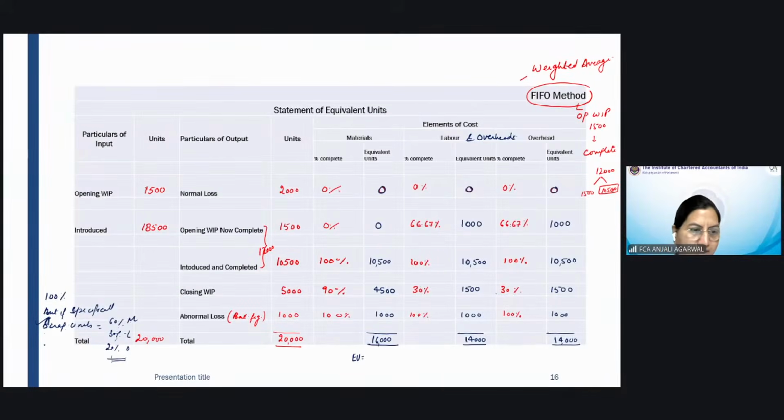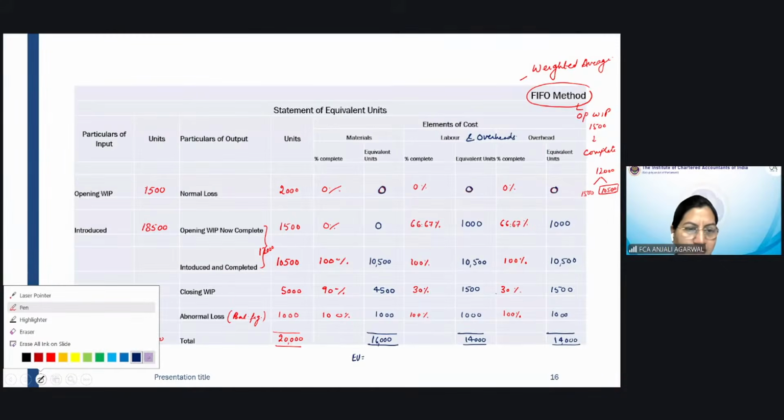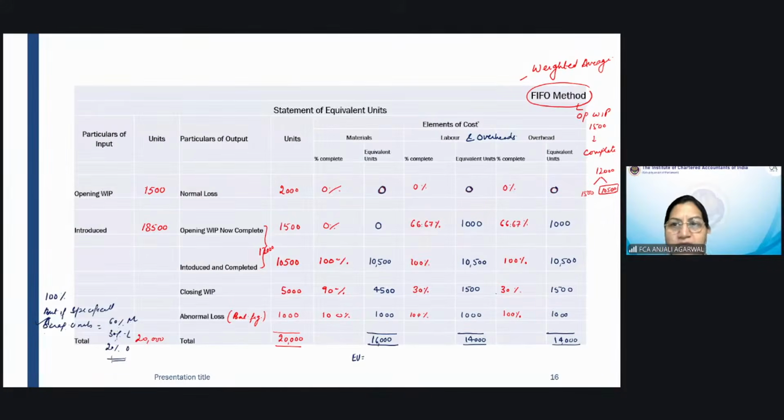Now, in this example only, I'm using a different color ink to tell you what changes will occur if you have to do it using weighted average. So the first change will come here, that you have to do it using weighted average. And second thing is, this too will not be different. You will call it units transferred to next process. And that will be 12,000, which will be taken as 100% complete. That's it. So 12,000, 12,000, 12,000.